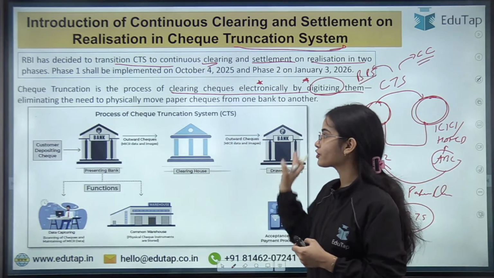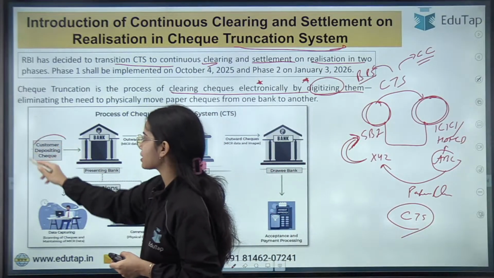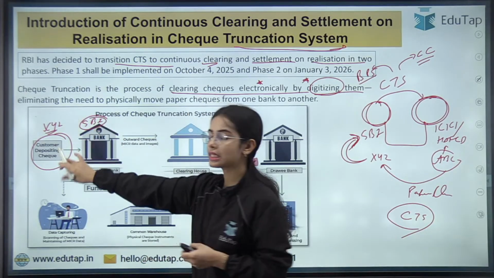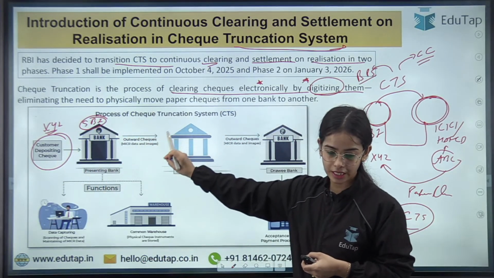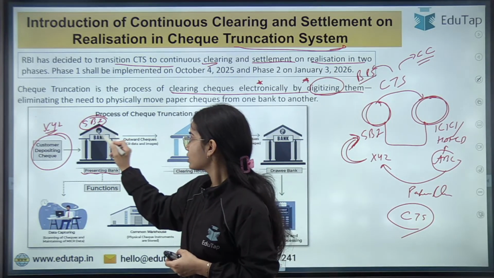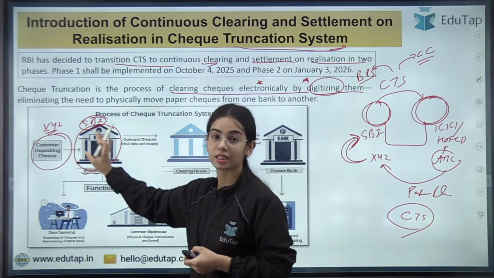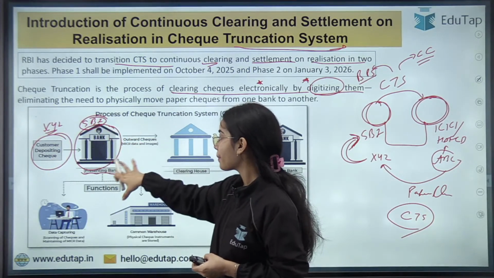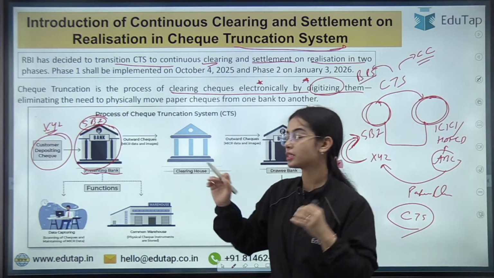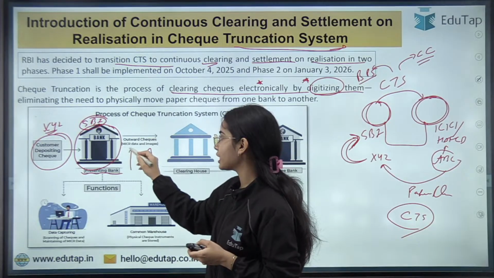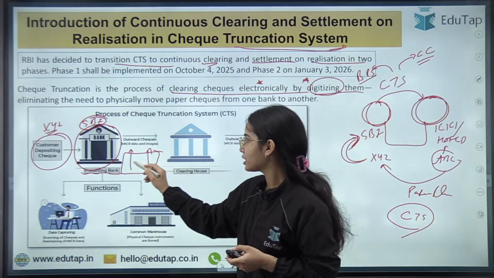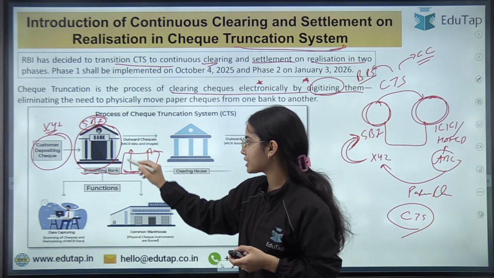So this is the process of the check truncation system where the customer is depositing. XYZ is the customer of the State Bank of India, so XYZ is depositing its check to the State Bank of India. Okay, that is the presenting bank. So the bank has got the check from XYZ. Now this bank is processing the check and scanning the check. After taking the scanned images and the MICR data, which is on the check itself, the MICR data is there.